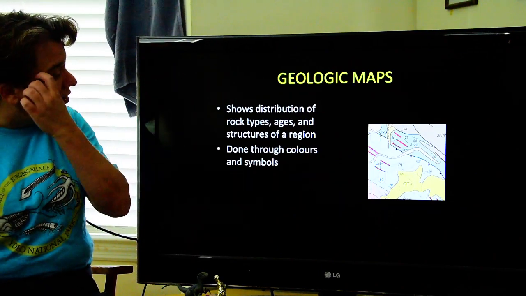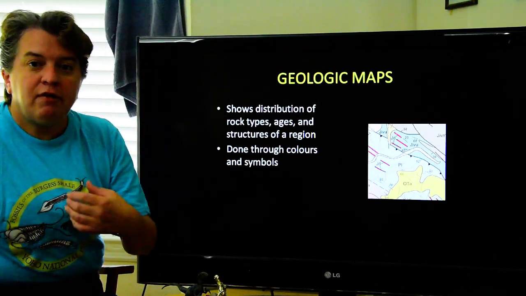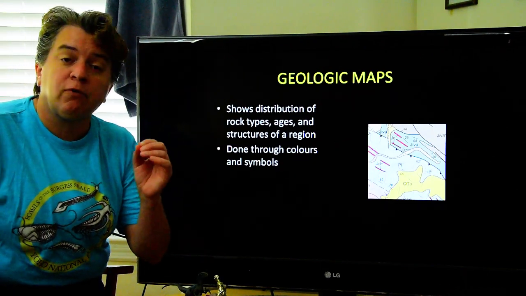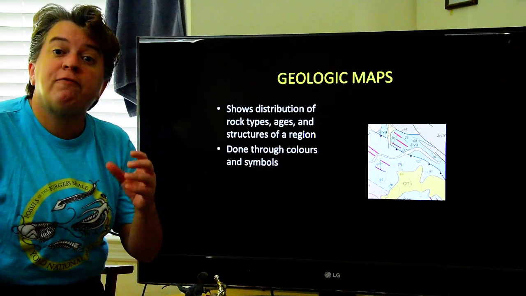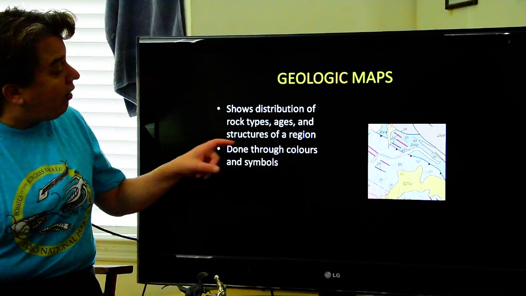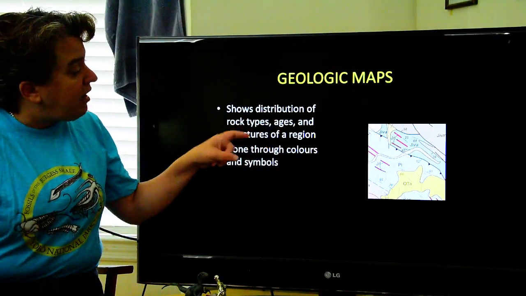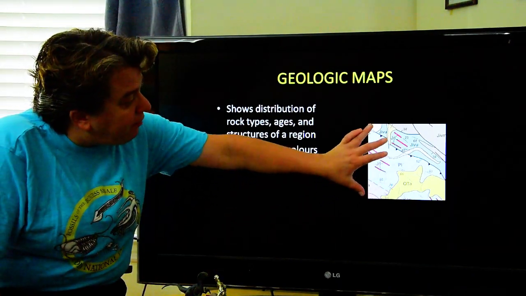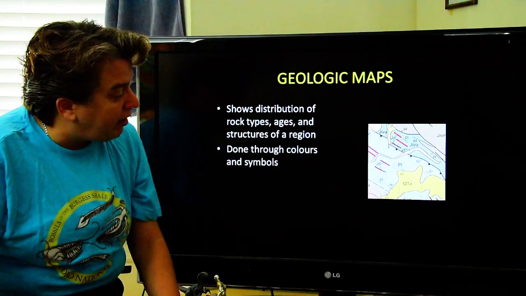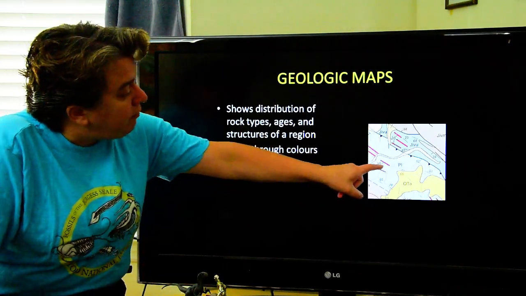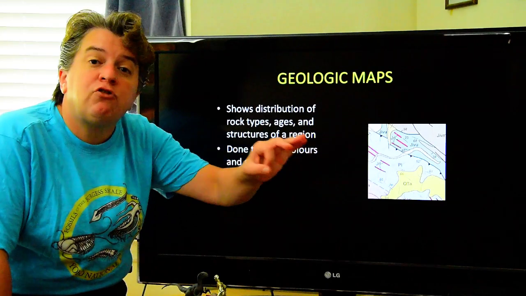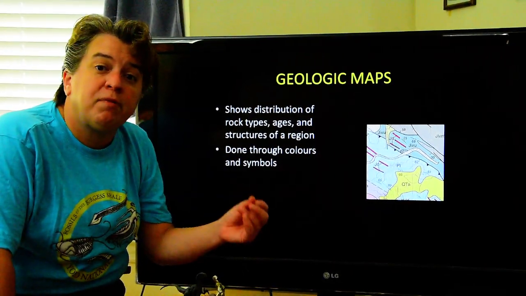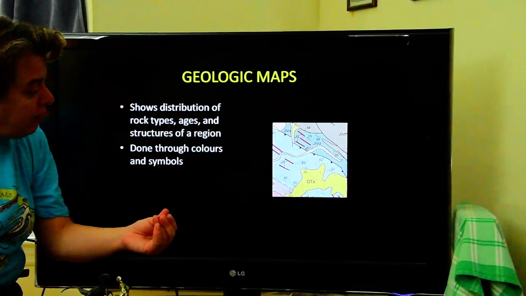So we have geologic maps. And these are very colorful, and they show the distribution of different rock types, basically the formations of rocks, the ages of those, and structures you can have in a region. And we see that on this little snippet of a geologic map right here. Notice there's different colors. Each one of those different colors corresponds to a specific rock formation.